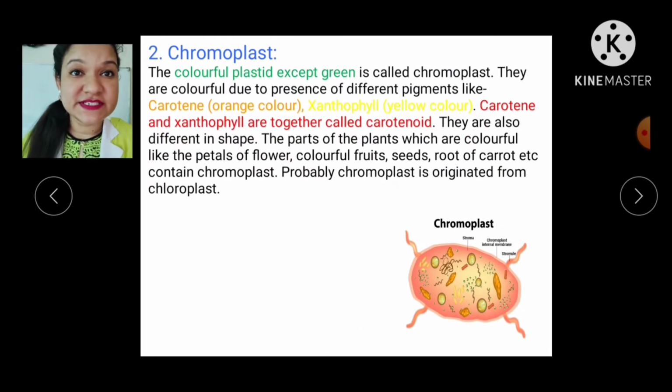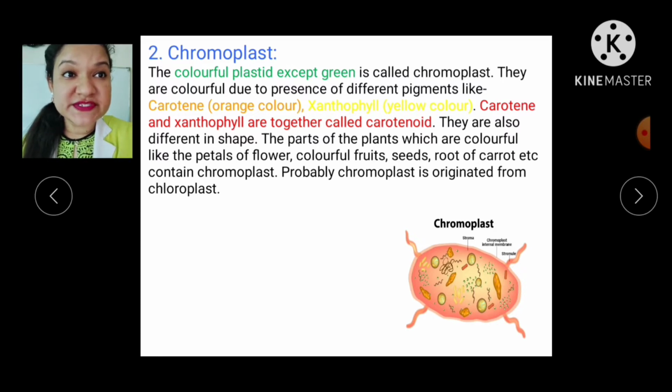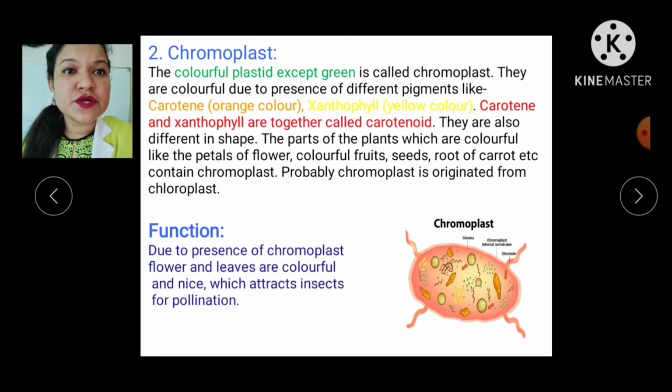The colorful plastid except green is called chromoplast. They are colorful due to the presence of different pigments like carotene, which is orange in color, and xanthophyll, which is yellow in color. Carotene and xanthophyll are together called carotenoid. They also differ in shape. The parts of plants which are colorful, like the petals of flowers, colorful fruits, seeds, and roots of carrot, contain chromoplast. Probably chromoplast originated from chloroplast.